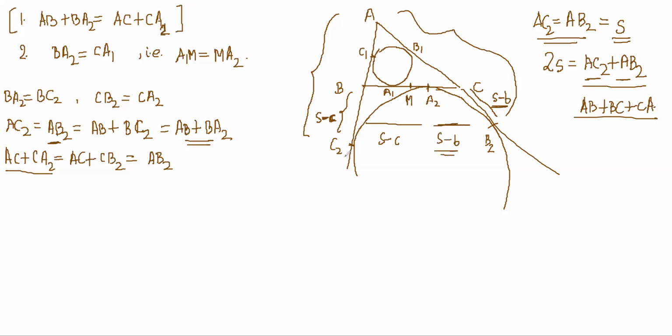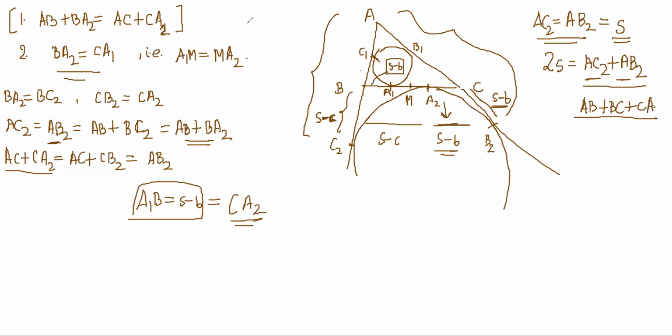And now for the inside circle, we can similarly prove that this part is S minus B and this part is S minus B. We can prove that A1B is equal to S minus B, which is equal to B1BC. And A1B is also equal to CA2, which is S minus B. So we can prove all of these results.